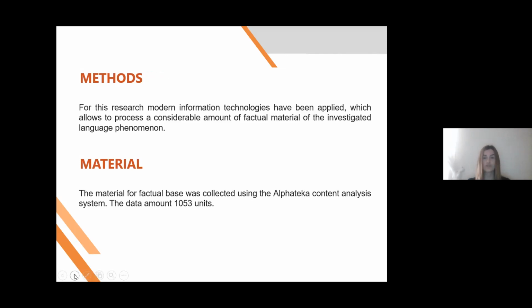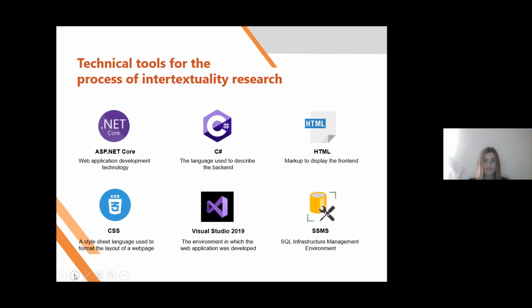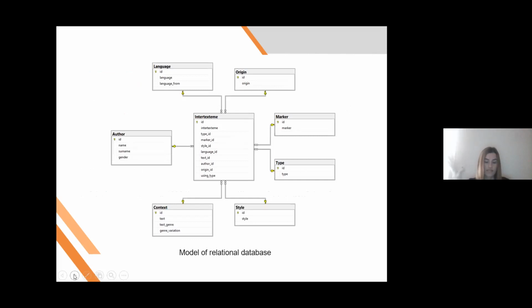For this research, modern information technologies have been applied, which allow us to process a considerable amount of factual material of the investigated language phenomenon. The material for the factual base was collected using the Alpha content analysis system, and the data amount to 1,053 units. On this slide, you may see different technical tools that were used for the process of intertextuality research. The database was created, and some entities are built in it, such as intertext theme, origin, marker type, style, context, author, language, and so on.